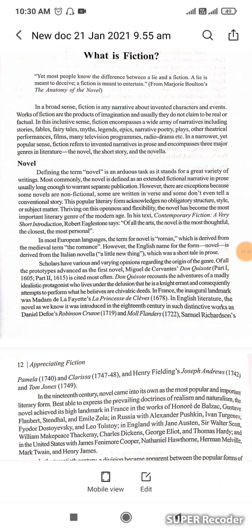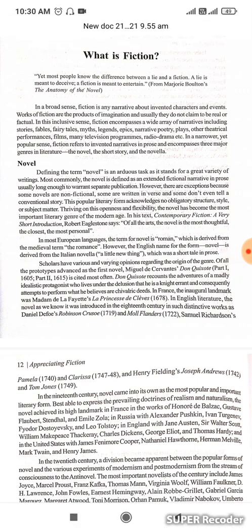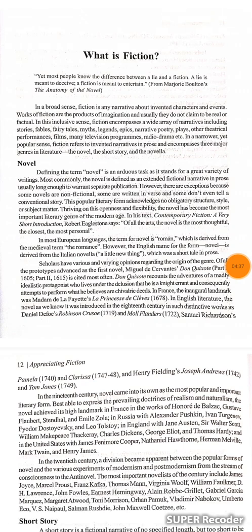In the text Contemporary Fiction: A Very Short Introduction, Robert Eaglestone says, "Of all the arts, the novel is the most thoughtful, the closest, and most personal." So now let us analyze a brief history of the novel.